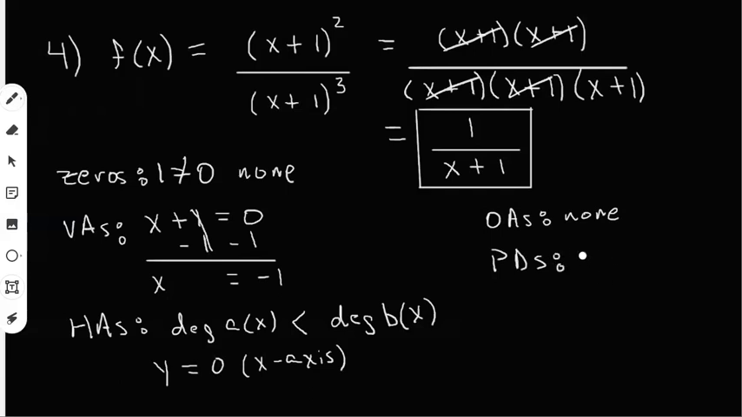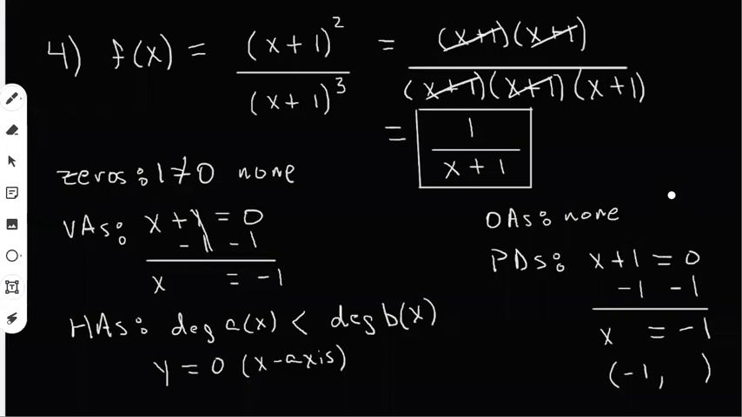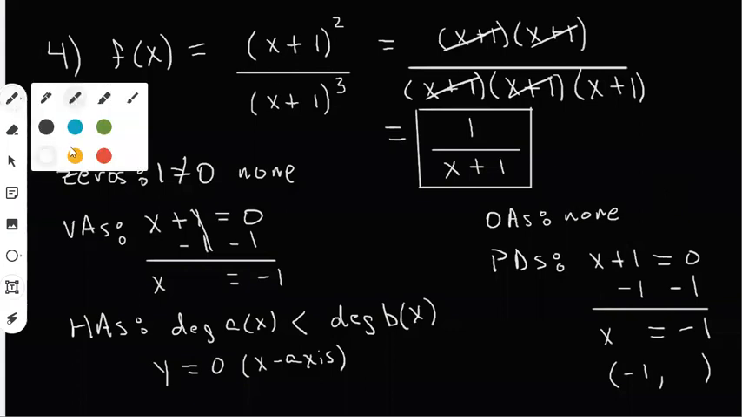Okay, are there any holes in the graph? Well, x plus 1 does get canceled out twice. So I'm just going to solve this and see what I get. And we'll see what that looks like on the graph. X equals negative 1. Okay, so my x coordinate is going to be x equals negative 1. What will my y coordinate be? Were you able to figure that out?